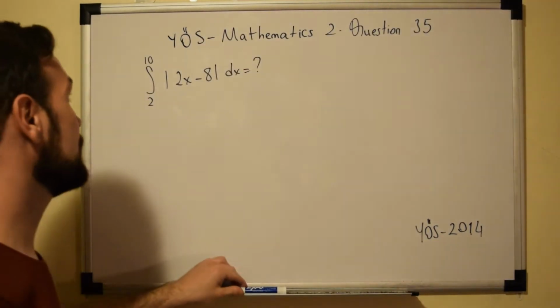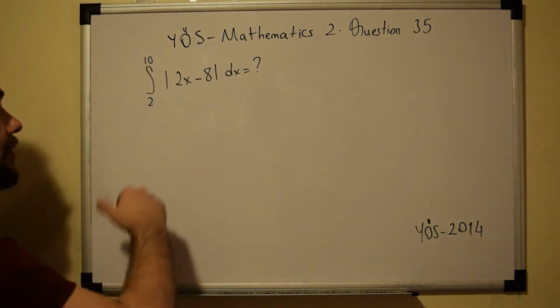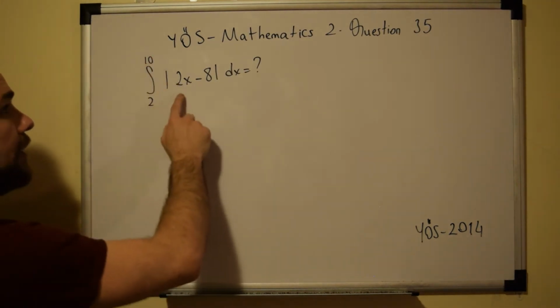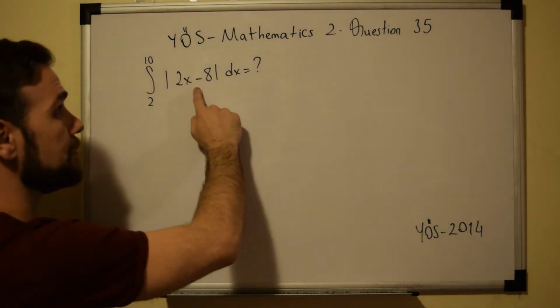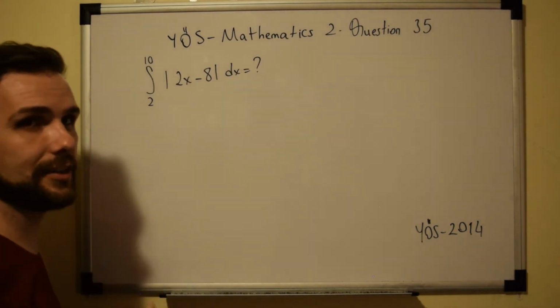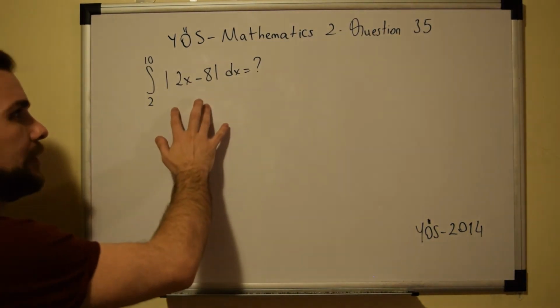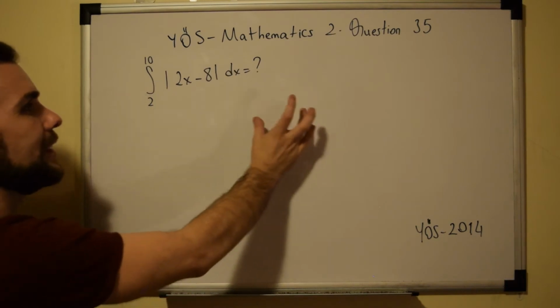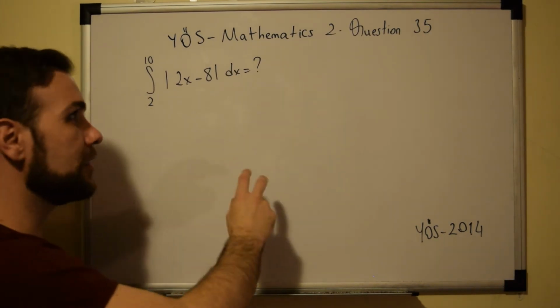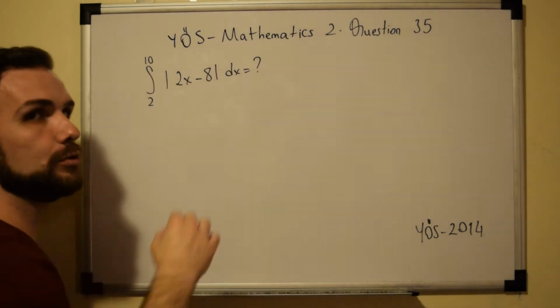Welcome to question number 35. As you can see in this question, we are dealing with integrals. So we have the integral from 2 to 10 of the absolute value of 2x minus 8 times dx. Now, since we are dealing with the absolute value, in order for me to split this integral into two parts, I can set it equal to 0.